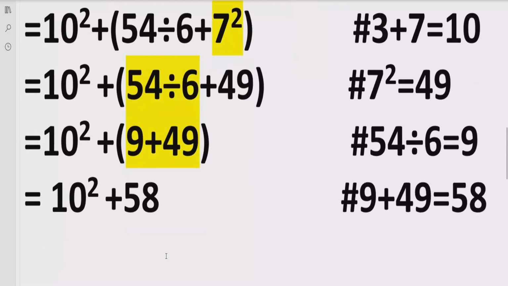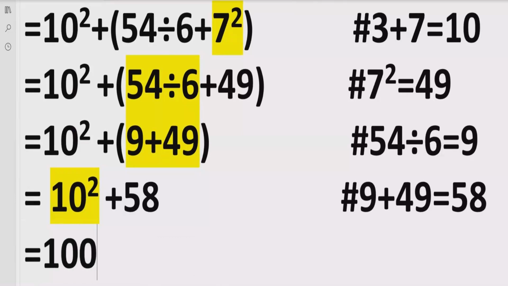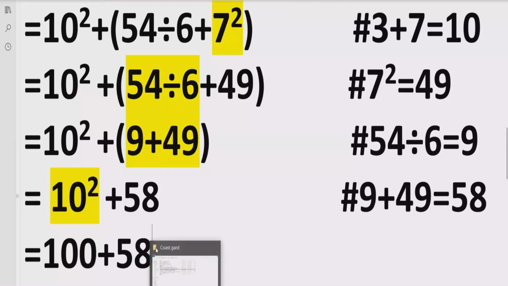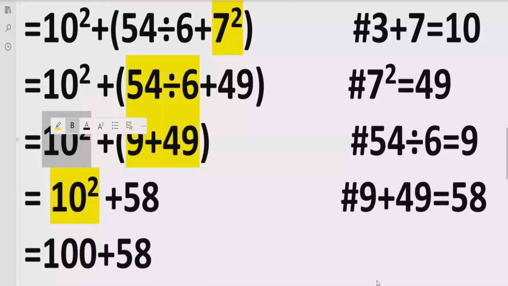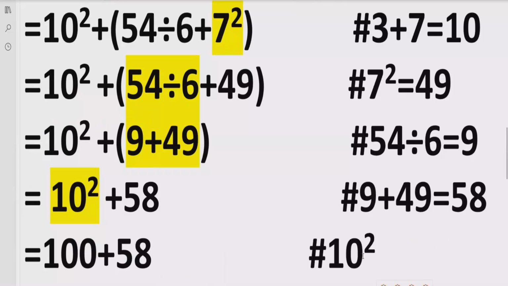Now we have to see the exponent part because we have here the plus, but we cannot add both terms because we have the exponent part. So we have to solve this one. 10 raised to power 2 means 10 multiplied by 10, which is equal to 100, plus 58. We will write as it is. And here we have to give the reference 10 raised to power 2 equals 100. Now move forward. We have solved this one.